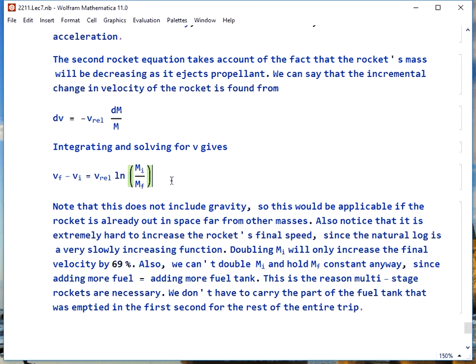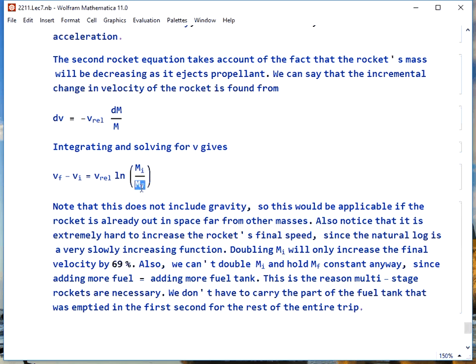This, of course, doesn't include the action of the force of gravity, so this would be like if you built the rocket out in space and fired it. Notice that it's very hard to increase the rocket's final speed this way. If you want it to go twice as fast, you can't just double the initial mass for a couple of reasons. One, because of that log function, this is about the most slowly increasing common function there is. Doubling the mass would only increase the final velocity by 69%. It wouldn't double it. Also, if you double Mi, Mf is not going to remain constant.